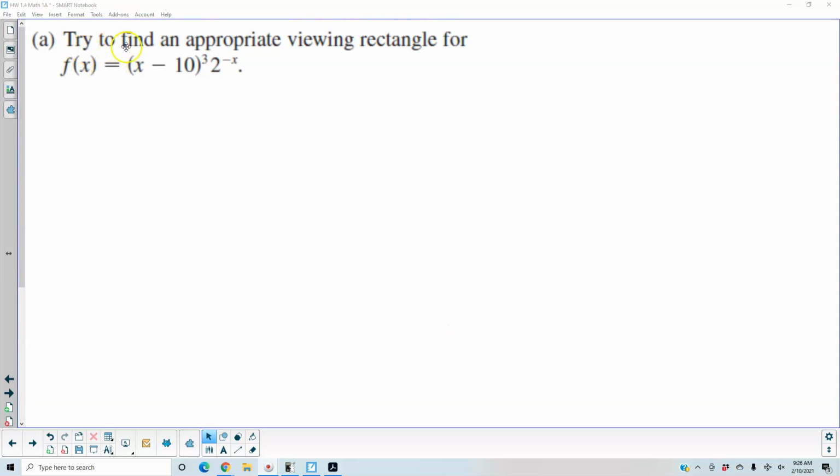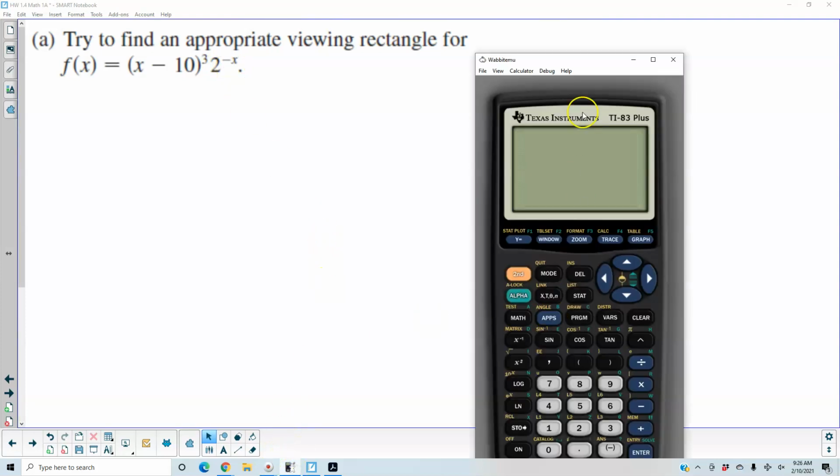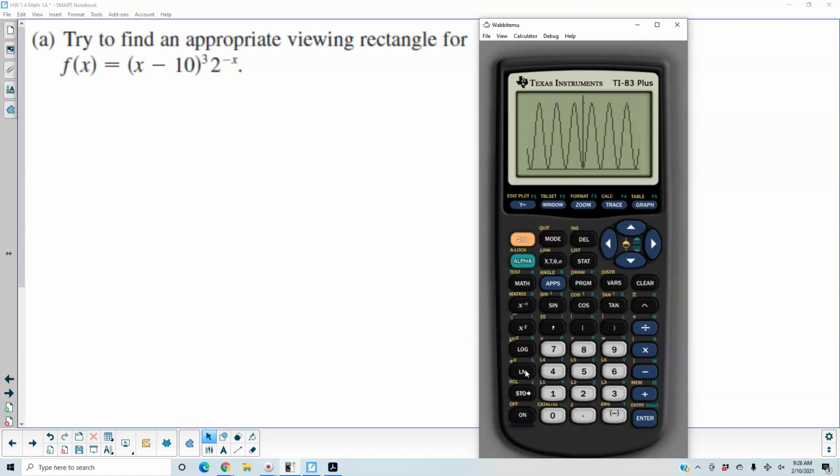Here we want to find an appropriate viewing rectangle for the function f of x, which is equal to (x minus 10) to the third power times 2 to the negative x. So let's go ahead and put that into our calculator here. So we have x minus 10 raised to the third power times 2 to the negative x.